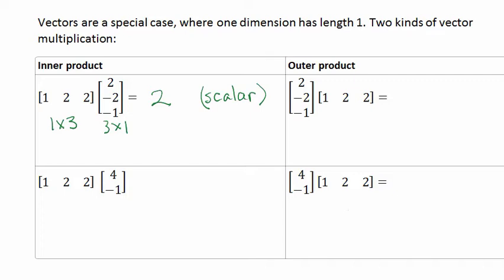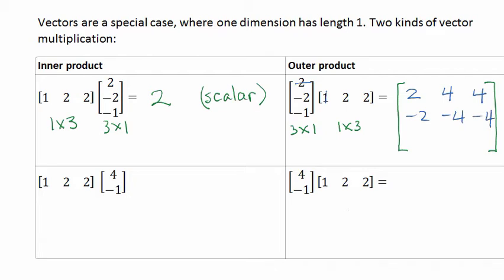But if we take those two vectors and put them in the opposite order, now the first one is 3 by 1 and the second one is 1 by 3. But that's okay, the ones match, and so the answer has to be 3 by 3. And again, if you think in terms of the first row and the first column, well, that's just a product of two numbers. First row, second column is 4, first row, third column is 4, and so on. You're actually just taking all possible pairwise products from the two vectors. And that's what we call an outer product.